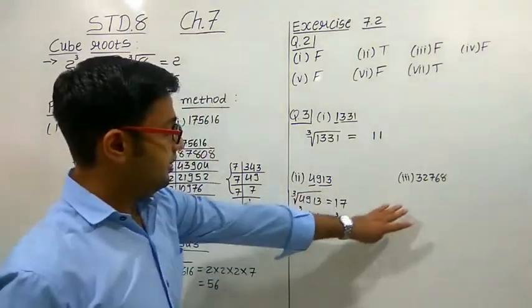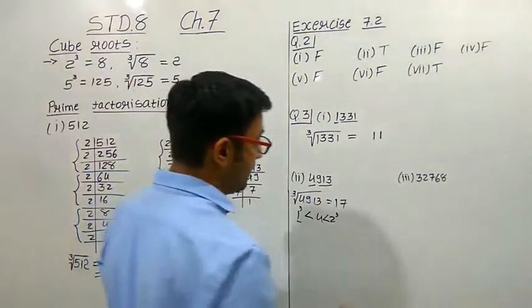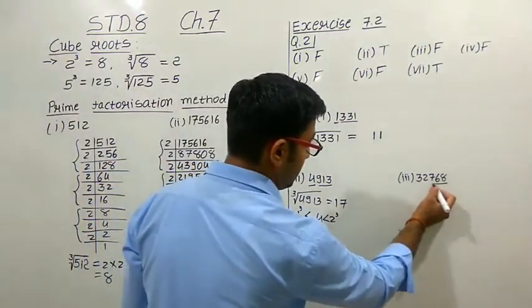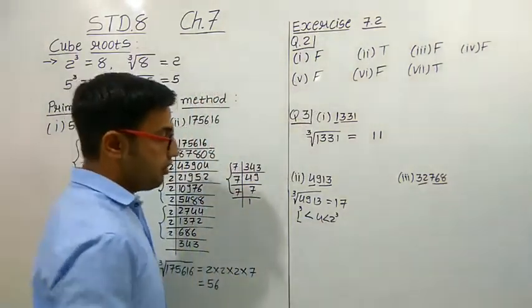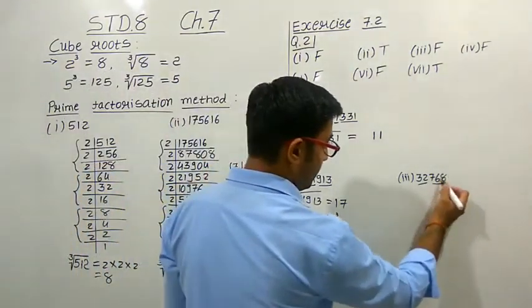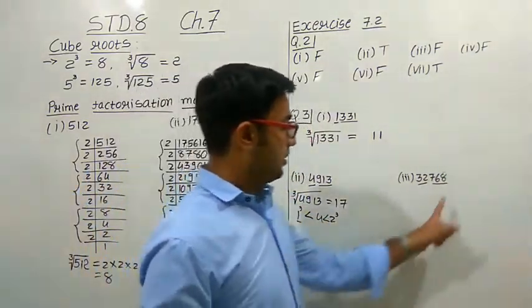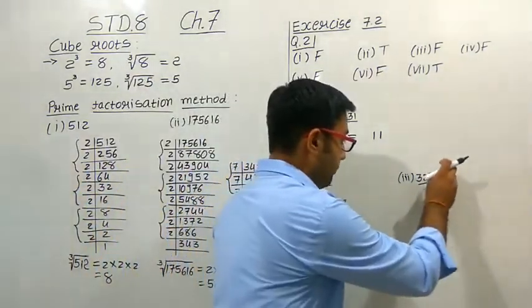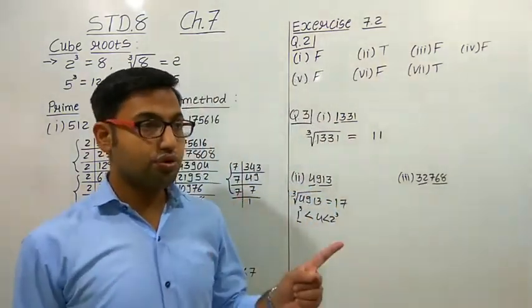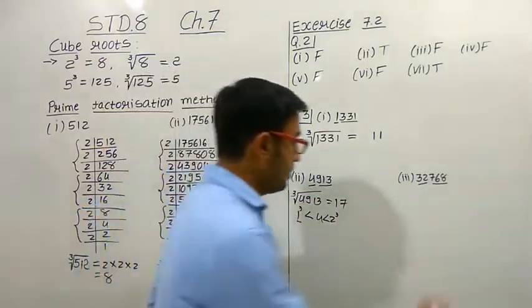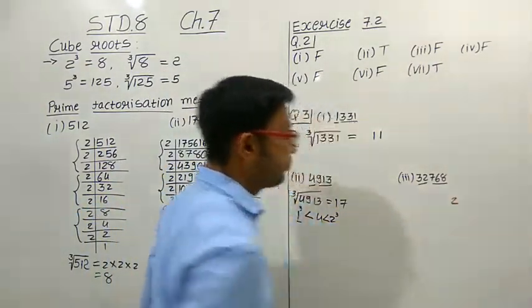The cube root of 4913 is 17. In the same way, here we have to apply the same thing. Make the pair of 3 digits here and 2 digits here. Now think about 32768. The unit place digit is 8. For what digit do we get 8 when we apply the cube? That is 2, because 2 cube is 8. So the unit place digit in the cube root must be 2.